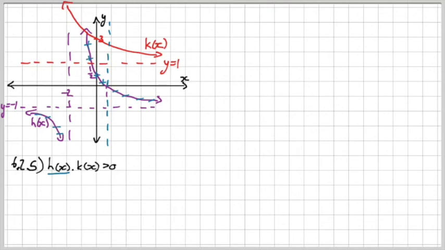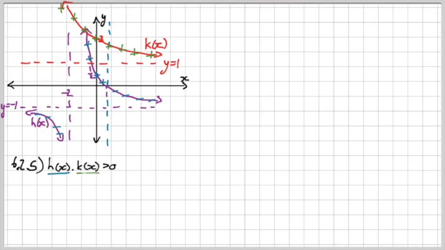Now I'm going to repeat this process, but just with k of x. With k of x, I'm going to go in green. And the amazing thing is that it's positive everywhere. It actually never goes below the x-axis. So my y values are never, ever negative. Now that's going to help me a lot when I interpret this question.